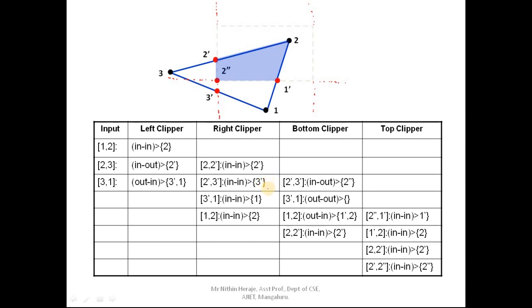And next is 3 dash to 1. So 3 dash is here, 1 is here. Both are below this line, hence the output is null, nothing. Okay, and after that we'll go for 1 comma 2. In 1 comma 2 it is from outside to inside. So this is the new intersection point, and the edge 1 dash comma 2 will be the output. So it is outside to inside, and the output is 1 dash comma 2.